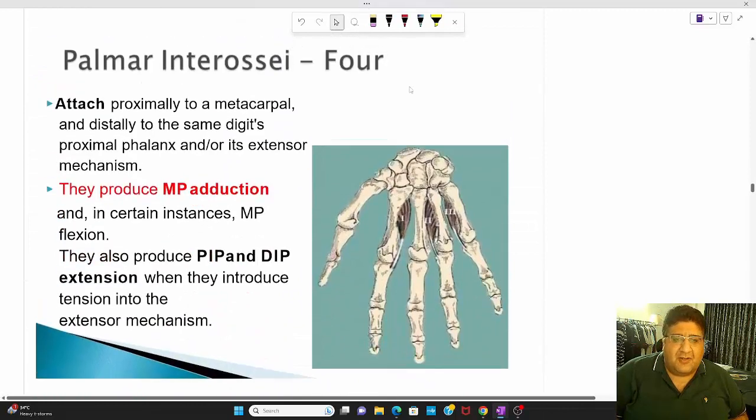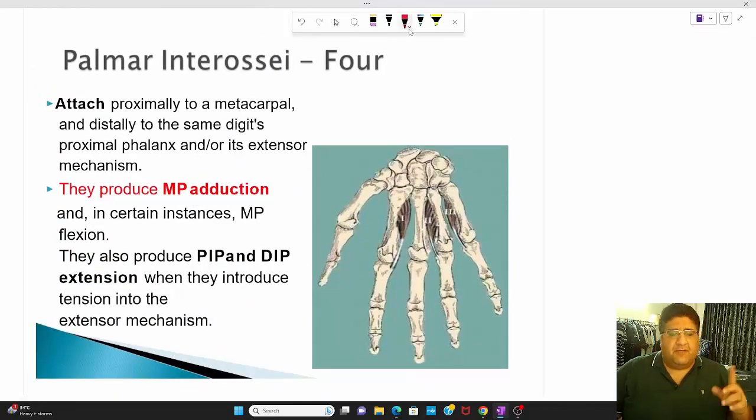Now let's talk about the four palmar interossei. We have four lumbricals, now we have four palmar interossei. As far as the four lumbricals were concerned, they were taking origin from FDP and getting inserted into the extensor mechanism, into the lateral band from the lateral side. Okay, here the four palmar interossei that we have, they will take origin from the metacarpals. Proximally, they will take origin from the metacarpal.